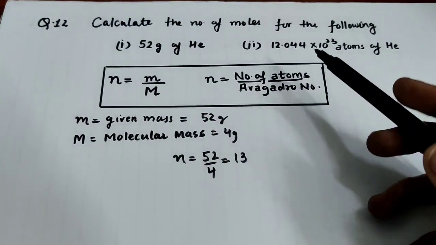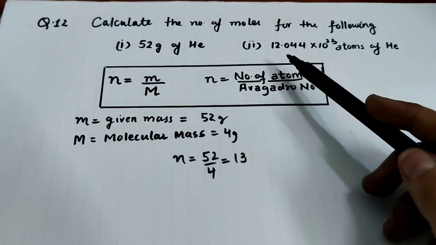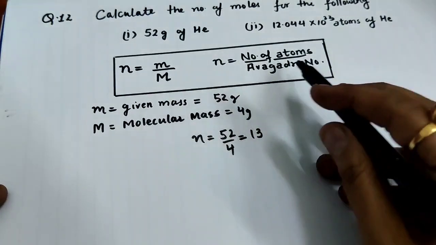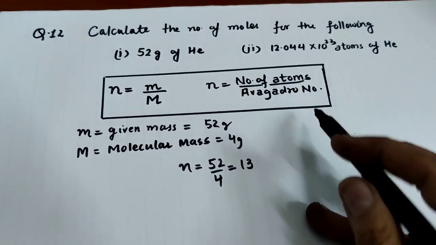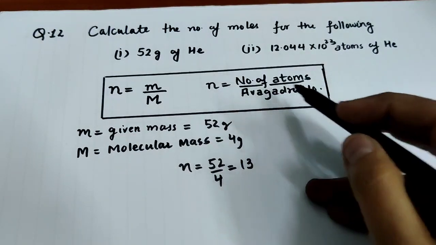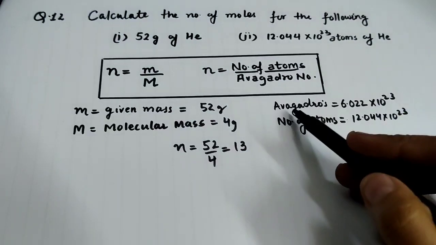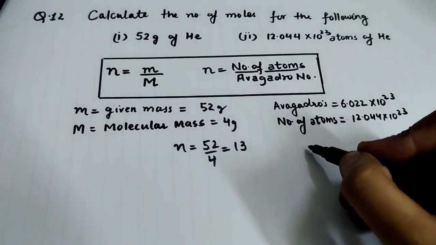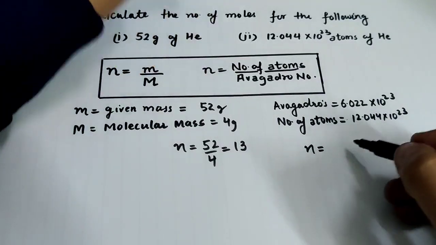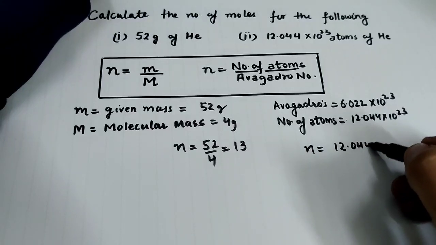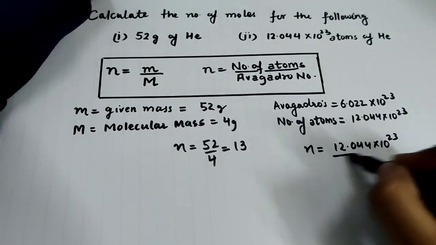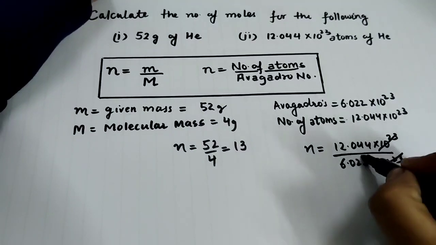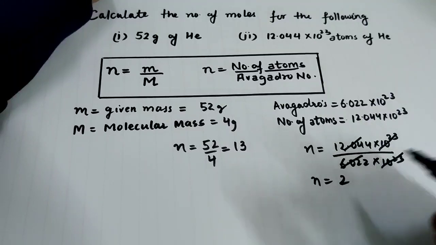Now in the second part we have to calculate the number of moles for this amount of atoms. So as we know, n is equal to number of atoms divided by Avogadro number. Number of atoms is given to you, and Avogadro number is fixed. Avogadro's constant is 6.022 into 10 raised to power 23, and the number of atoms is this one. So we will place this value in this formula here. So 12.044 into 10 raised to power 23 divided by 6.022 into 10 raised to power 23, and we will get the answer: the number of moles is 2 here.